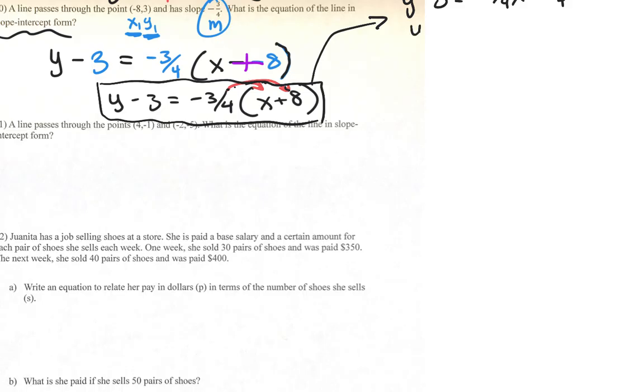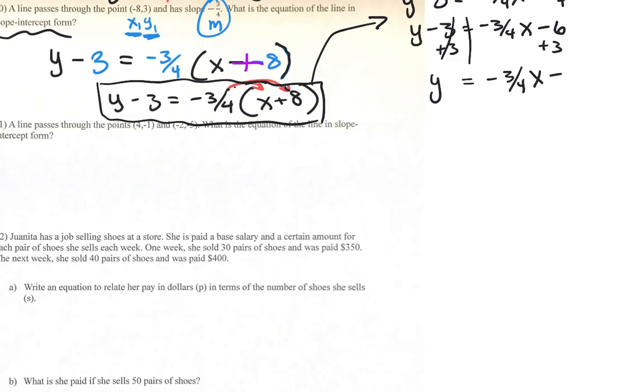I could clean that up too. Let's clean that up. 24 divided by 4 is 6. All right, that looks better. And then the last step is to move that minus 3 over by adding 3. So y equals negative 3/4 x, negative 6 plus 3 is negative 3.